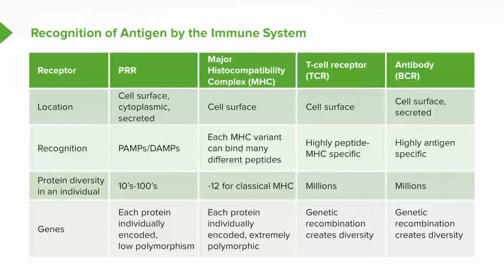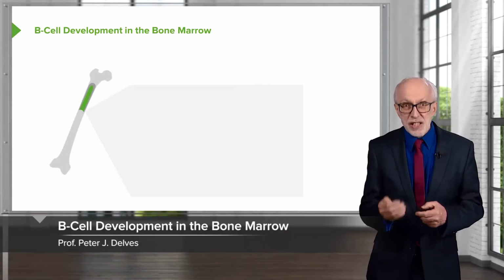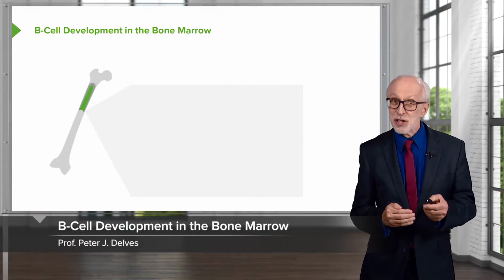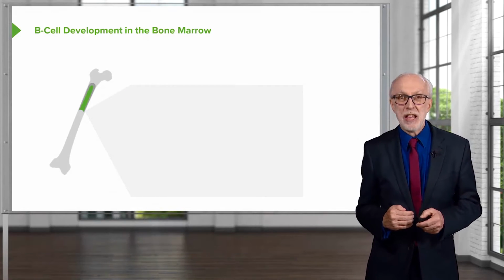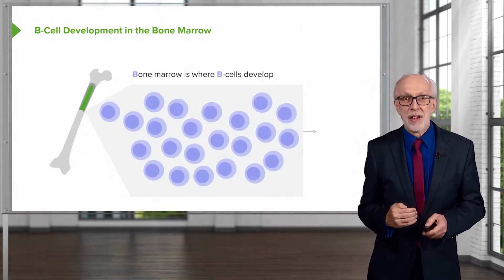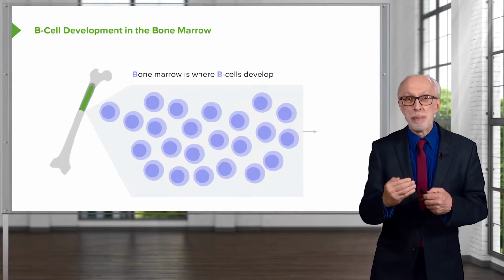From a relatively small number of genes, we can make millions and millions and millions of different antigen receptors. And it's one of the things that makes the adaptive immune response quite so remarkable. So B cells, as their name suggests, B, develop in the bone marrow. So the bone marrow is where B cells develop.